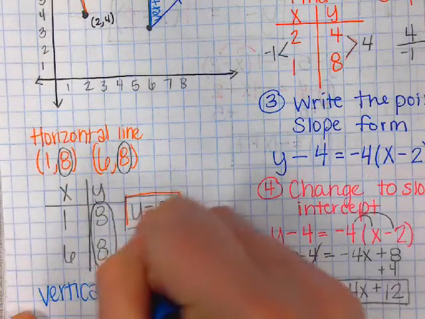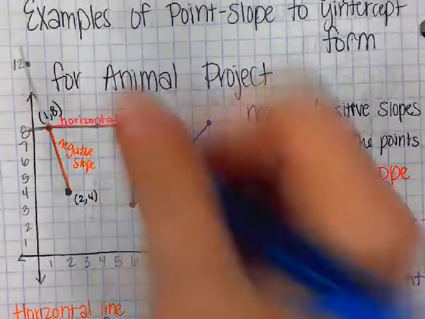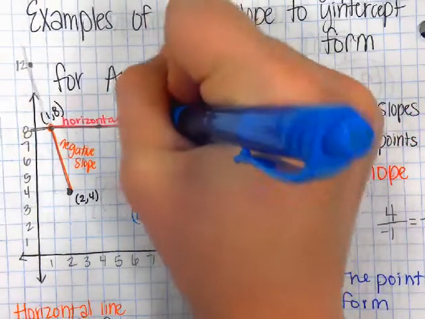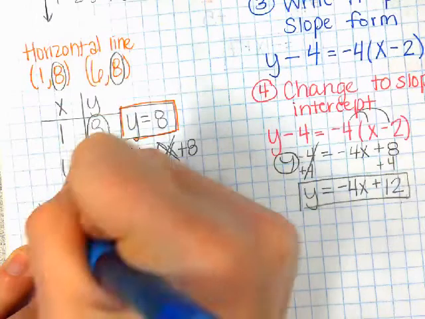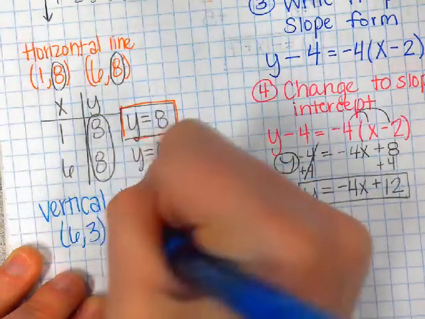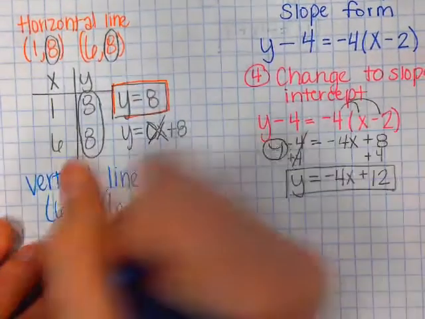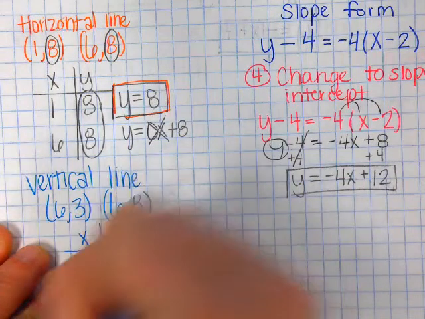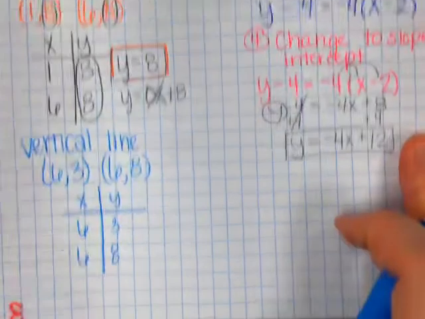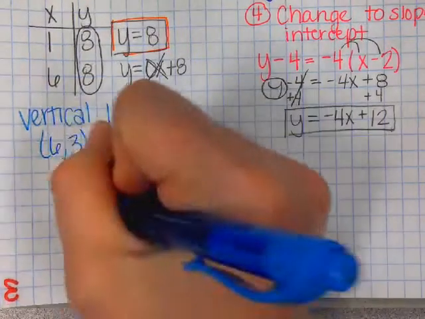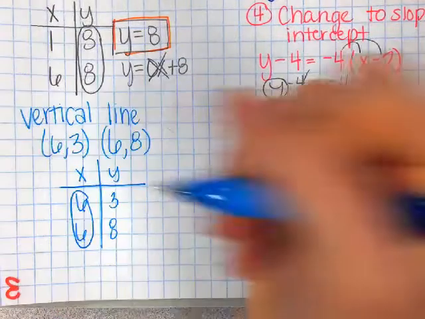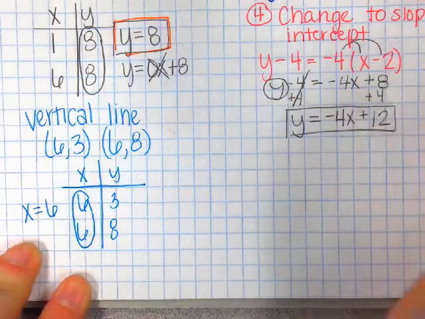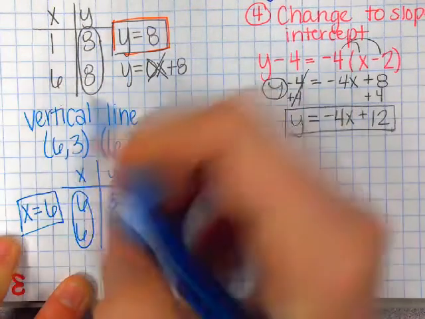Vertical is just the same. Again, identify the points. So I have 6, 3 and 6, 8. Notice the y values are different. It's the x values that are the same. So then it would just be x equals 6.